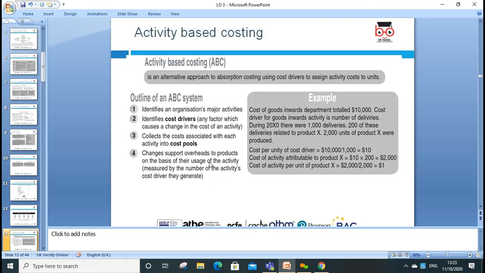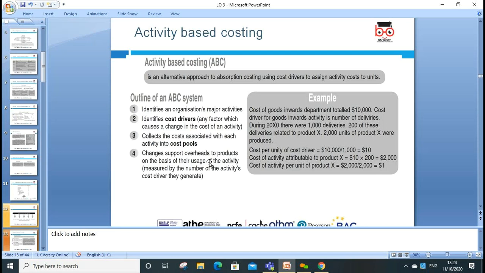ABC costing is known as activity-based costing, and the idea is, if you increase the activity, your cost will increase. Look at the example. We have a 10,000 cost of delivery in the delivery department. There are 1,000 deliveries. So what is the per delivery cost? 10,000 divided by 1,000 is 10 pounds cost per delivery.